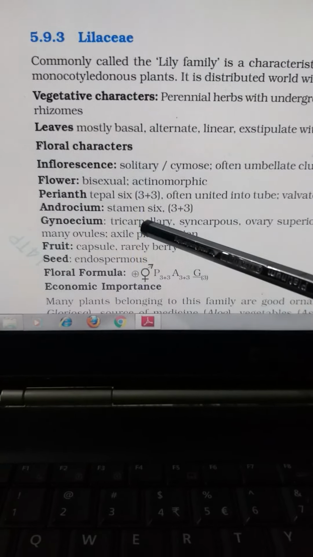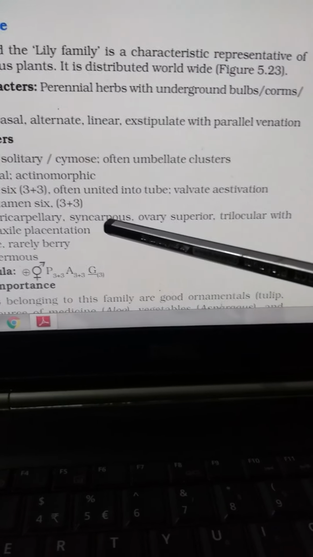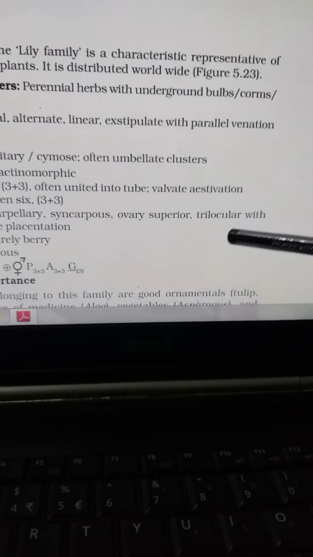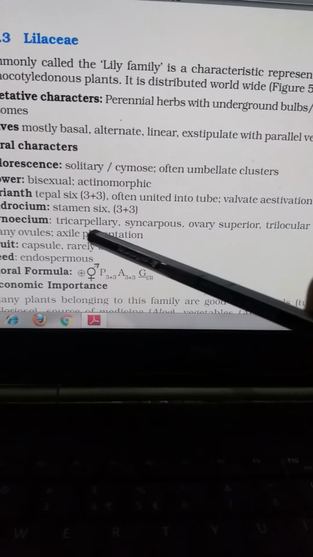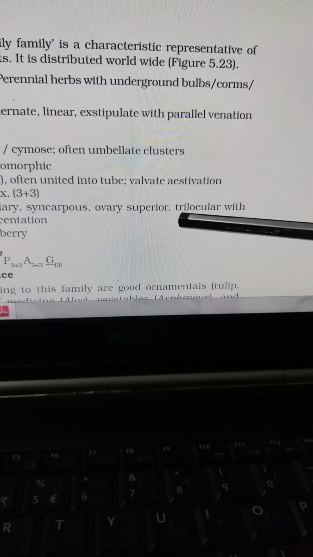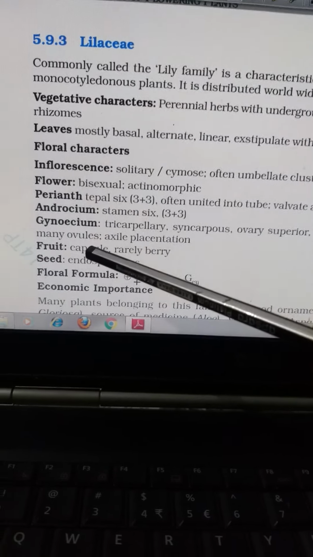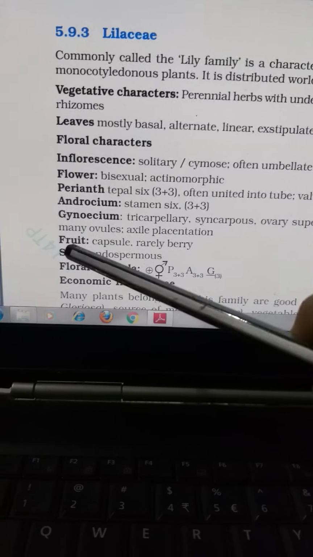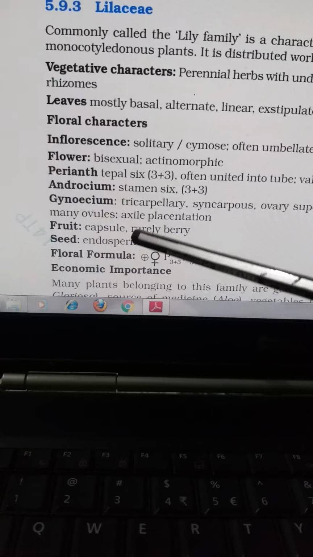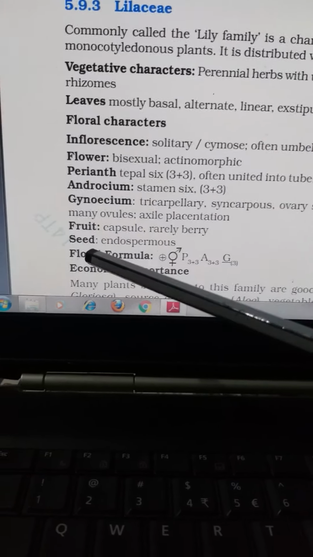Now gynoecium, it is tricarpellary. That means it has 3 chambers. Syncarpous means it's united. Ovary superior, again like that of Solanaceae, and trilocular. Since it is tricarpellary, 3 carpels are there. The chamber is trilocular. That means 3 chambers with many ovules and axile placentation. The fruit is generally a capsule. It is rarely a berry. What is berry? I said it is a many-seeded fruit, as you find in the Solanaceae family.